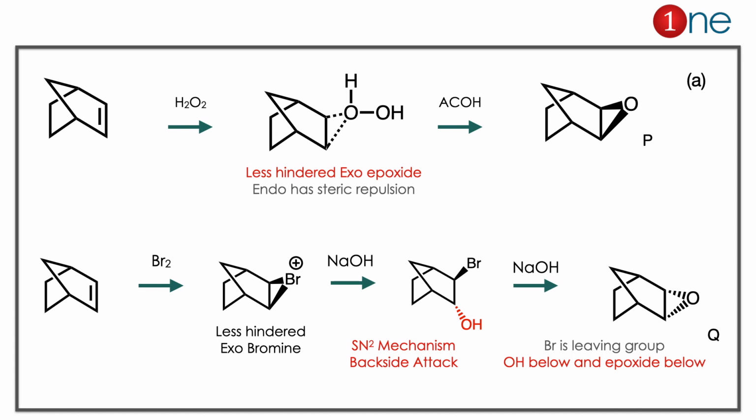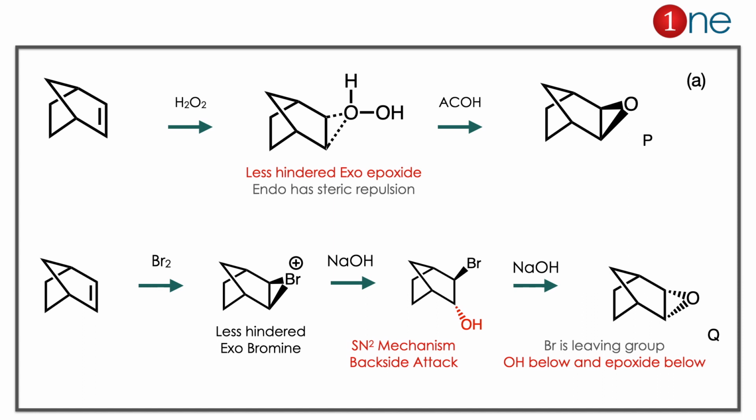Let us see the second and interesting condition. Instead of peroxide you are using bromine. So bromine also faces the same less hindered side, and the bromonium forms above the plane. In the next step you are using the base. The base attacks from below. Why? Because it follows the SN2 mechanism, so the attack is from below. In the next step you are using the base again. The base abstracts the proton and O- attacks the bromine there, so a new epoxy ring is formed. What is interesting here is that because O is below the plane, the epoxide is also below the plane there. So P is above the plane, Q is below the plane.